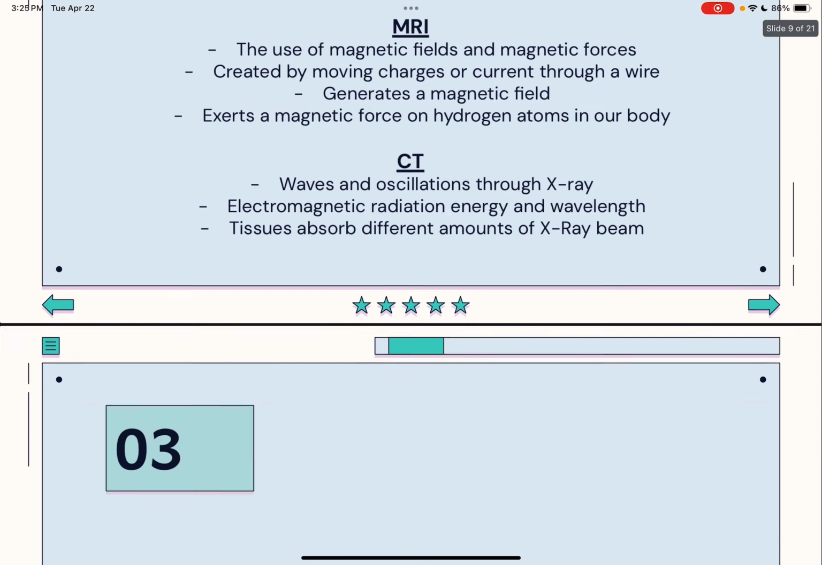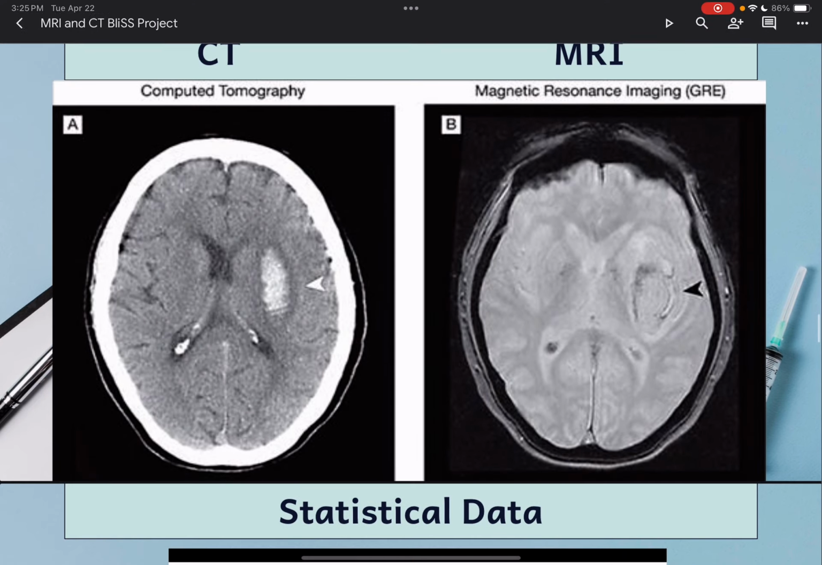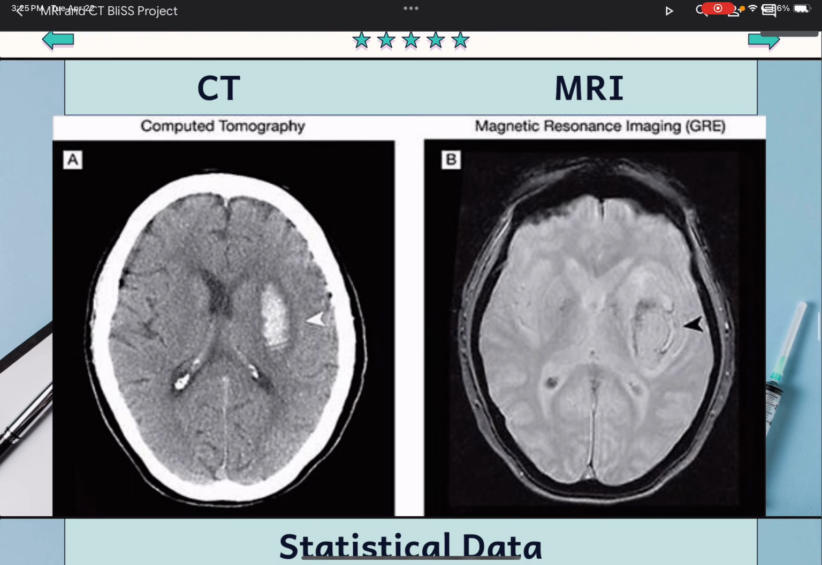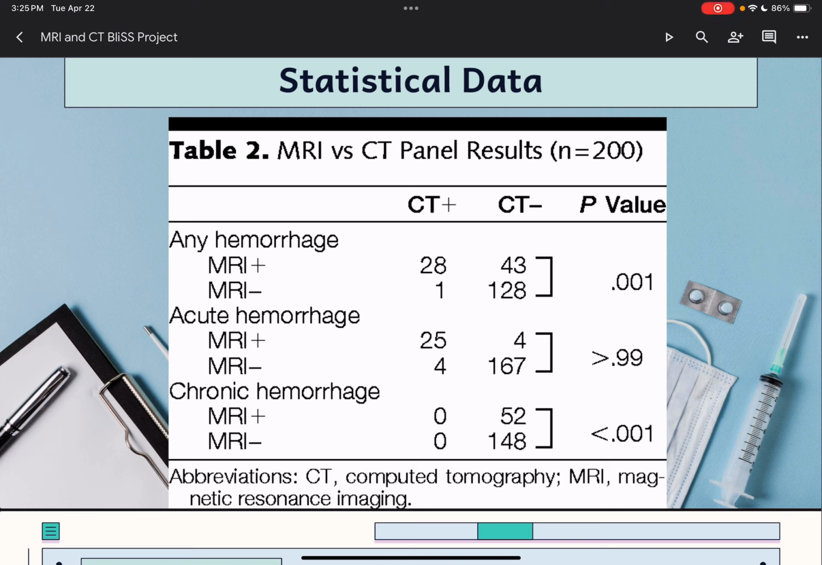I looked at a research study on the difference between MRI and CT scan detection for brain bleeds, and this was done at 2 different stroke centers. As you can see, here are images, one of a CT scan and one of an MRI scan, but this is the same brain. Here's the statistical data collected. On the left, you see whether the MRI picked up the hemorrhage or not, and whether the CT scan picked up the hemorrhage or not.